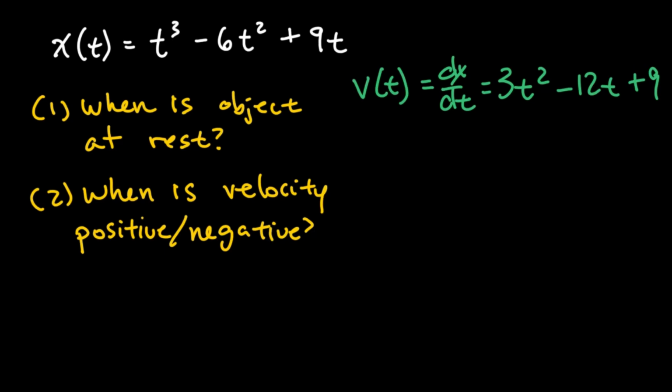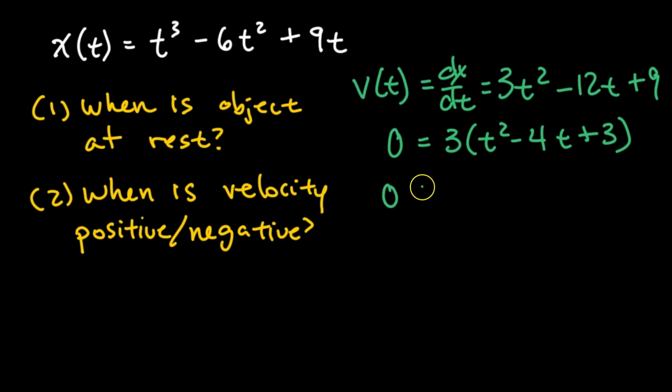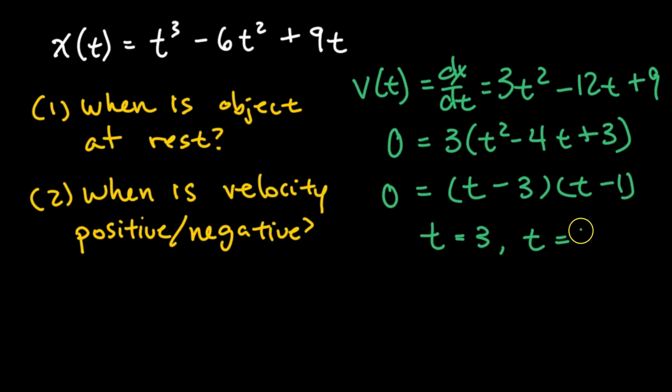To find when the object is at rest, we're going to substitute 0 for v. So we have 0 is equal to, I'm going to factor out the 3. So we get t squared minus 4t plus 3. We divide 3 on both sides. So we end up with 0 is equal to, and then we're going to factor this parentheses. So we're going to write t minus 3 times t minus 1. Now we're going to solve for t because we need the right side to equal 0. So t can either be 3 seconds or t can be 1 second.